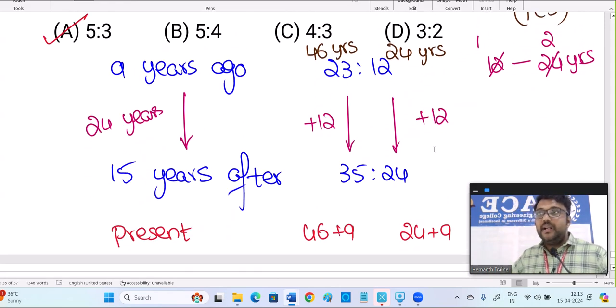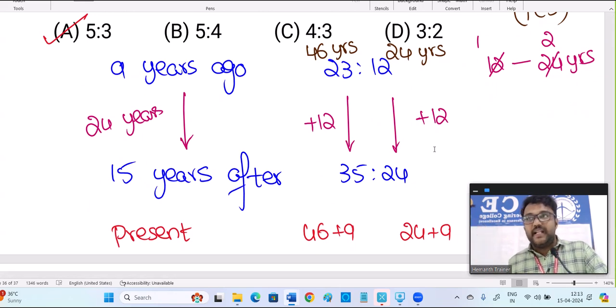One of the questions we already discussed had ratios 3:2 and 5:4, where both were increased by 2. Here both are increased by 12. This shortcut is applicable only when the difference in the ratio is the same as the difference in age. Nine years ago and 15 years after means a 24-year gap, and in the ratio both have a 12 gap.